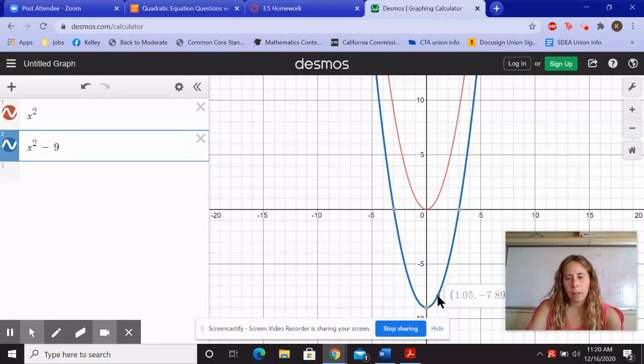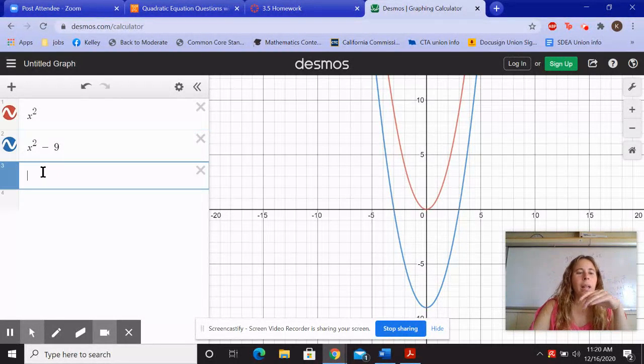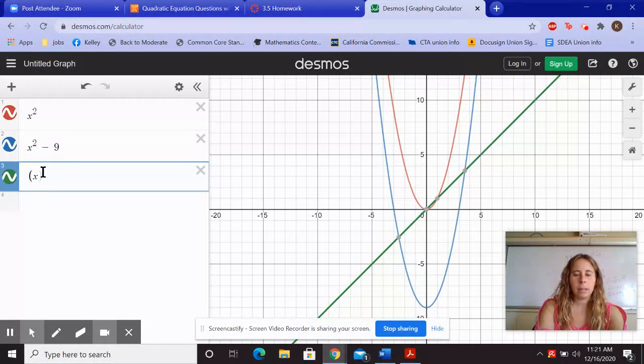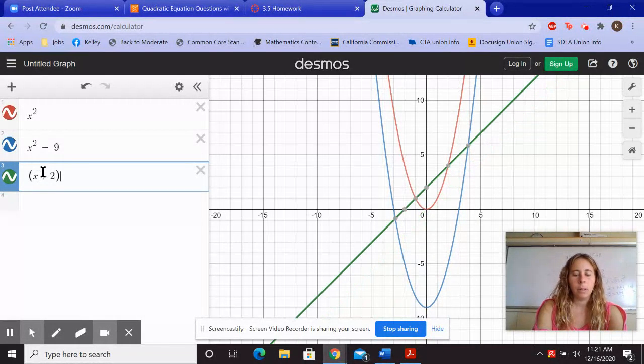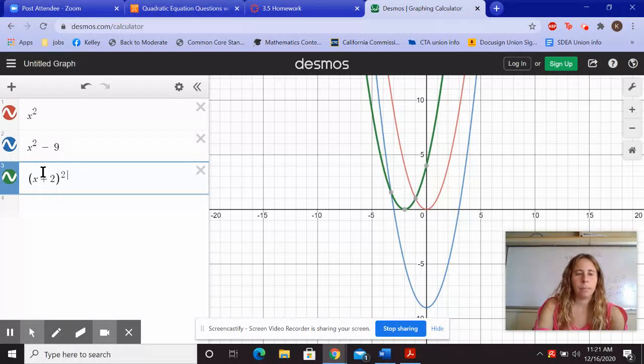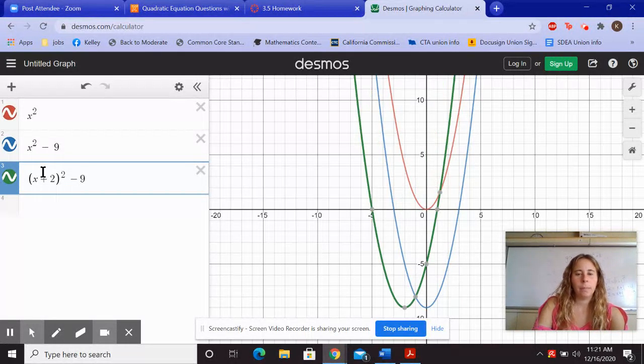It was there for a second. Oh my goodness. This should not be this hard. There it was. Okay. The last one, (x plus 2) squared minus 9.